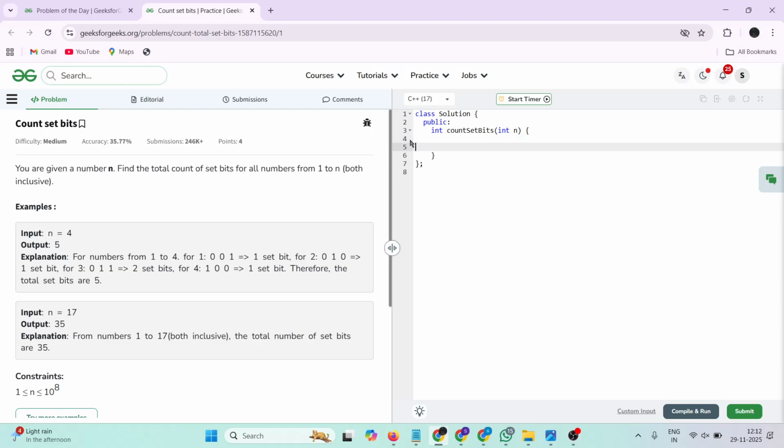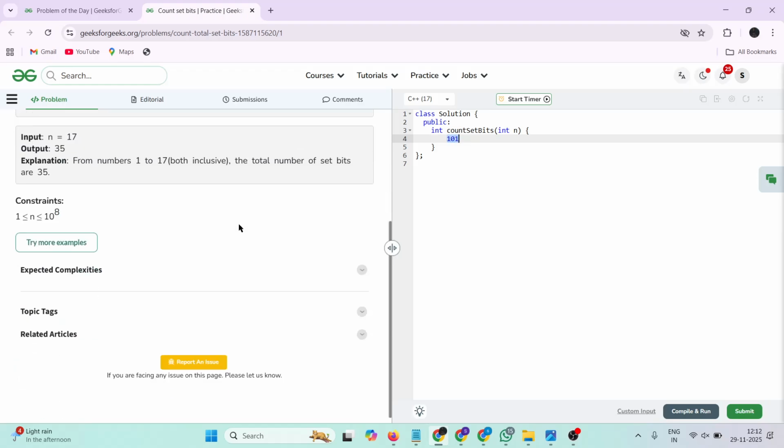Now we are going to go through a loop, and for each number, suppose at a time it is 5. If you see the constraint, n is 10 to the power 8. So that means we can go in the range of int, like 2 to the power 32, that means 32 bits. In those 32 bits we are going to check whether each bit is set or not, and we are going to calculate.